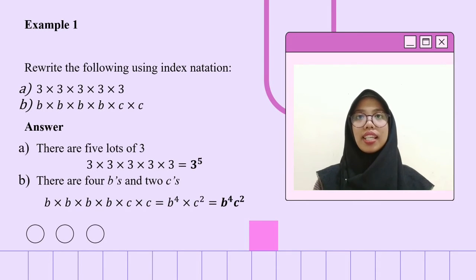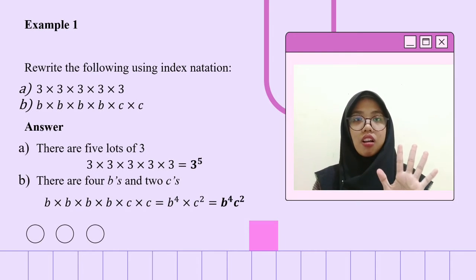Okay, let's try this example. Rewrite the following using index notation. A. 3 times 3 times 3 times 3 times 3. B. b times b times b times b times c times c. So the answer A.